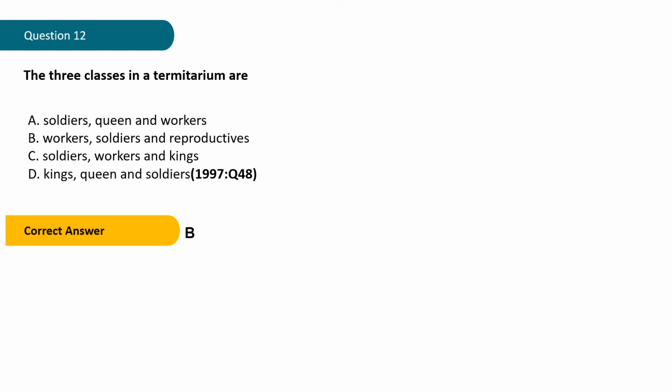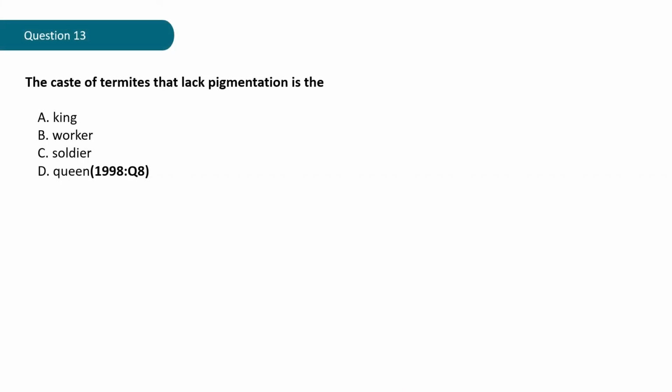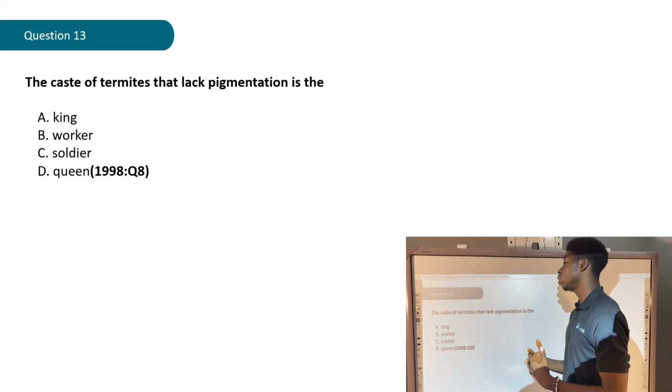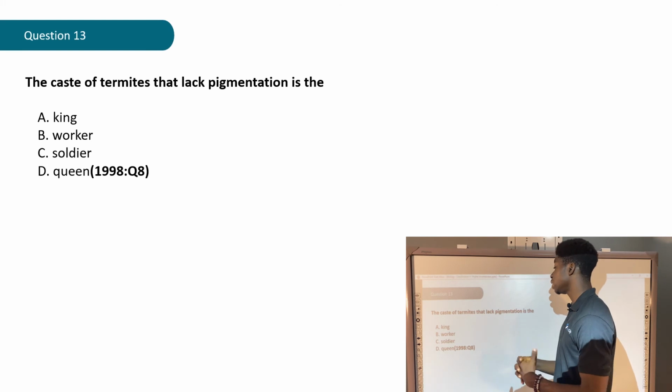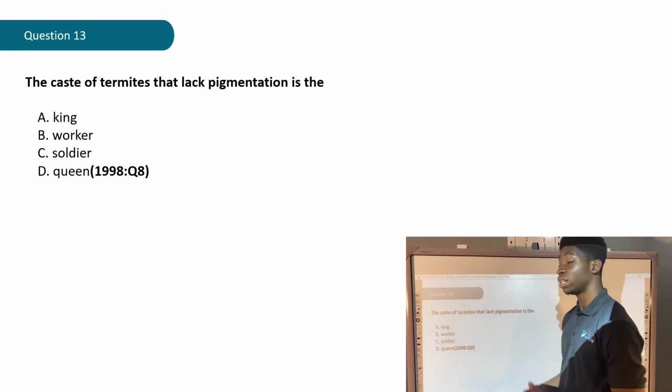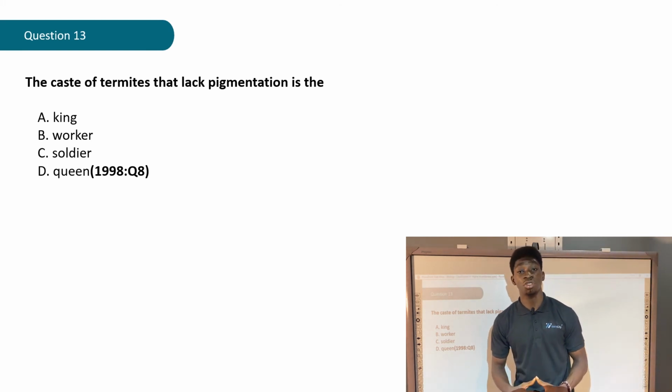Question 13. The caste of termites that lack pigmentation is the A. King, B. Worker, C. Soldier, D. Queen. That question is gotten from the year 1998, question 8. Why not give that a try?